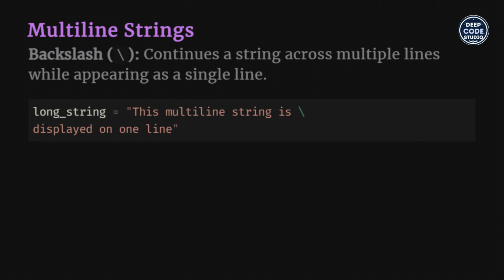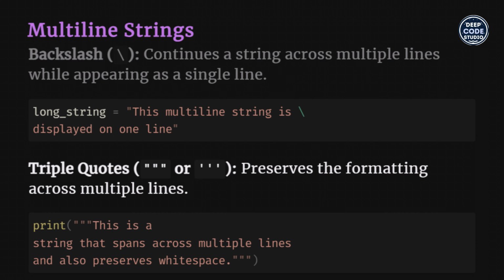Alternatively, for a more readable approach, especially for very long strings, you can use triple quotes. Here you can start your string with triple quotes and then continue the string on multiple lines, and then at the end close your string with triple quotes again. This method not only spans multiple lines but also preserves the formatting, including any indents and white spaces.